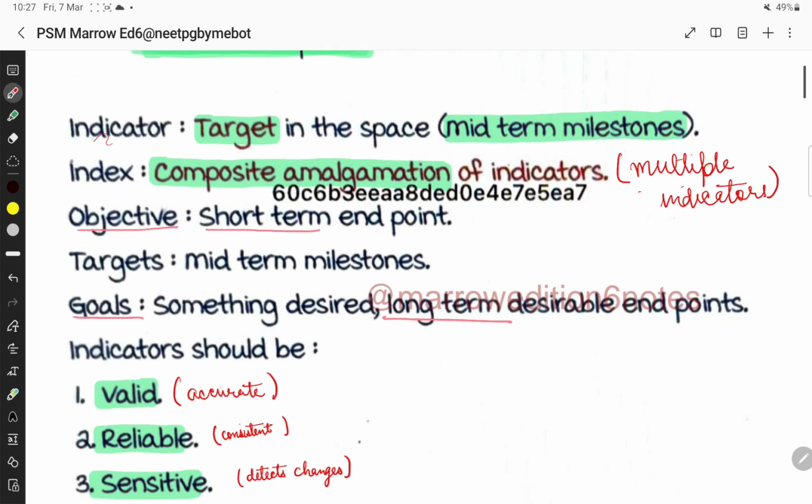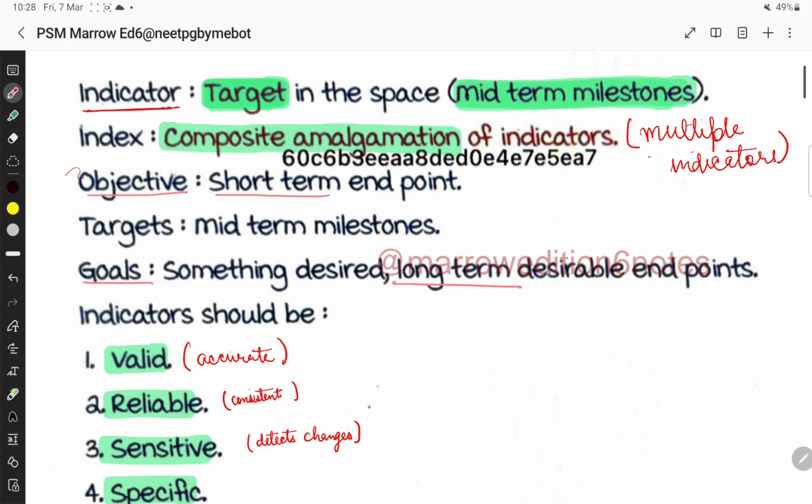Now let's see what an indicator is. An indicator is a target in the space. Target means mid-term milestones. There are three terms: objective, target and goal. Objective is a short-term endpoint, target is a mid-term milestone, and goal is a long-term desirable endpoint. Goal is something that we desire.